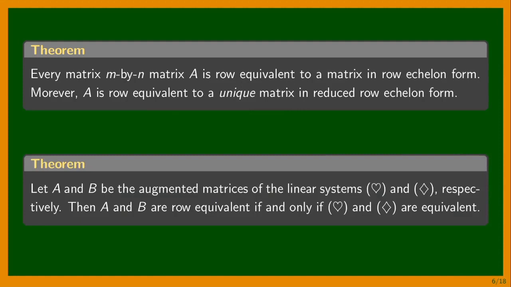And consequently, we have the following theorem as a result. If A and B are the augmented matrices of two linear systems respectively, then A and B are row equivalent if and only if the linear systems are equivalent. Meaning to say, doing row operations on the augmented matrices doesn't really change the solution set.